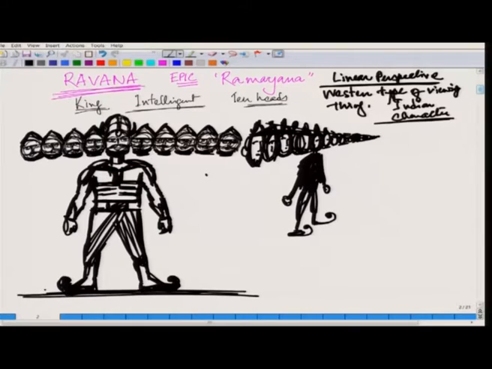Now, the design problem indicates he is a king, he is intelligent, he is from the Indian epic Ramayana, he has 10 heads and we need to maintain each one of them. So, you cannot afford to become ignorant of his Indian identity. So, how to place that? He is from a place which is the present Sri Lanka. So, he must have an Indian look.